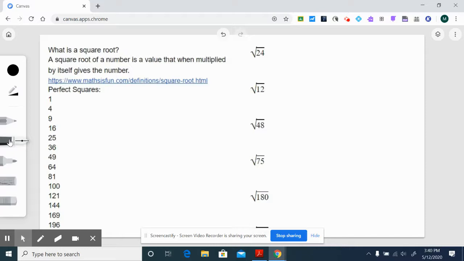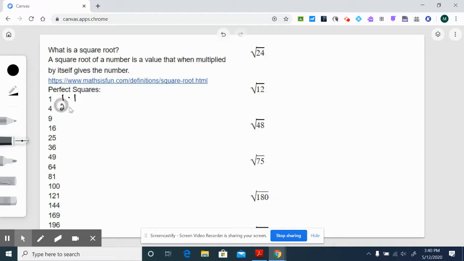So first things first, the square root of a number is a value that when you multiply it by itself, it gives you that number. So for example, I've got a list of my perfect squares here. 1 is just 1 times 1. Since it's the same exact number multiplied by itself, when I take the square root of 1, my answer is just 1.